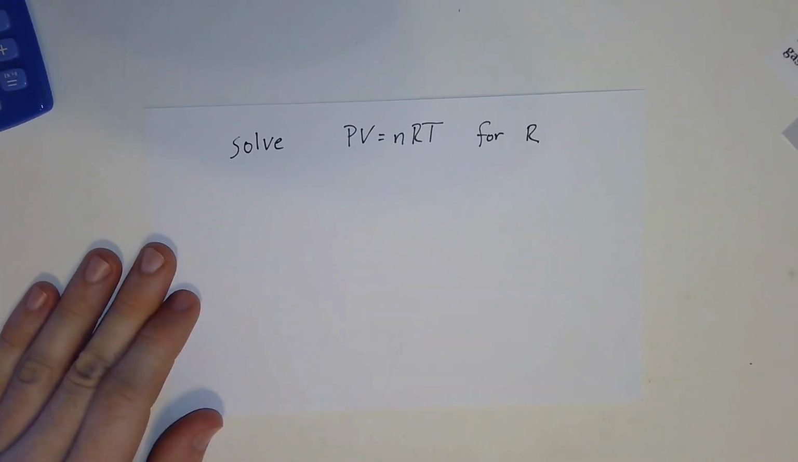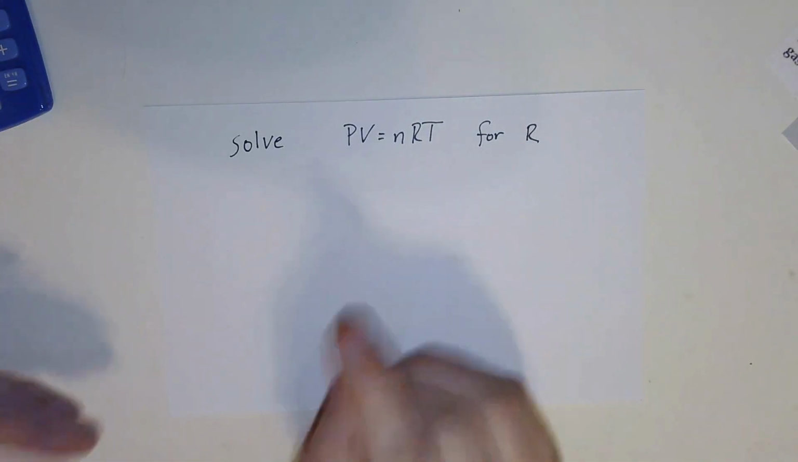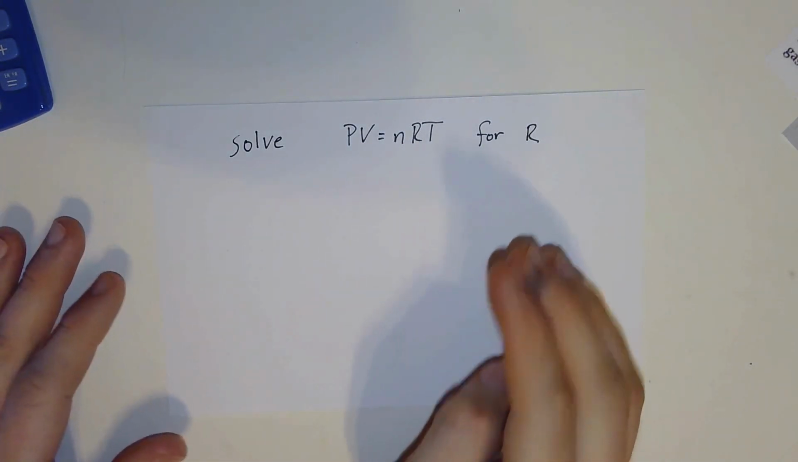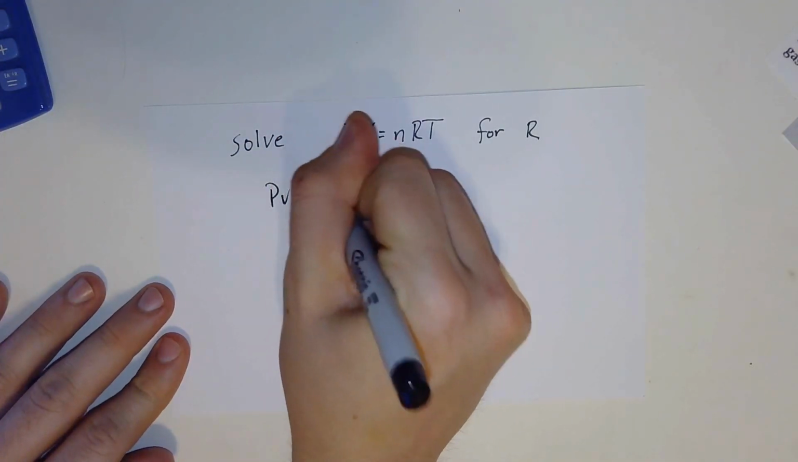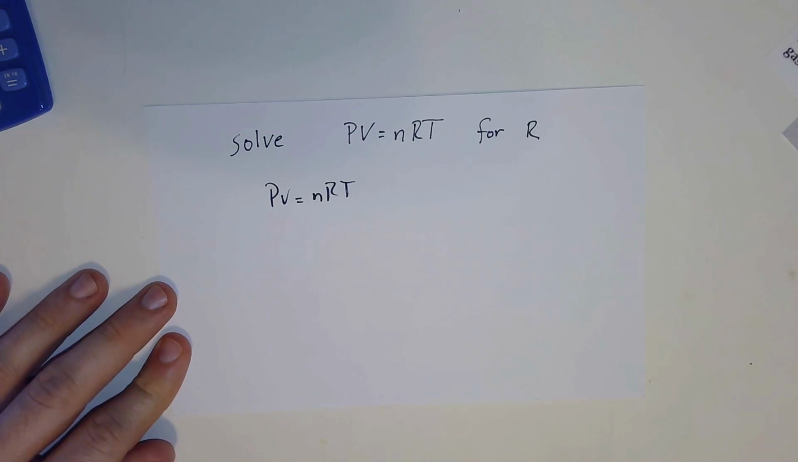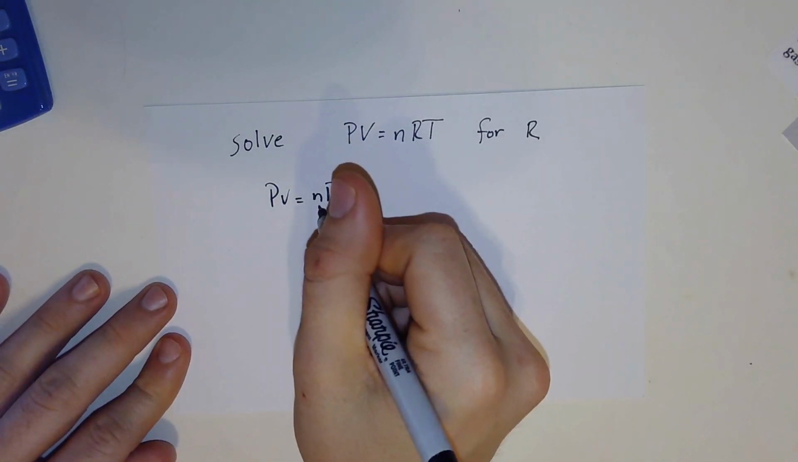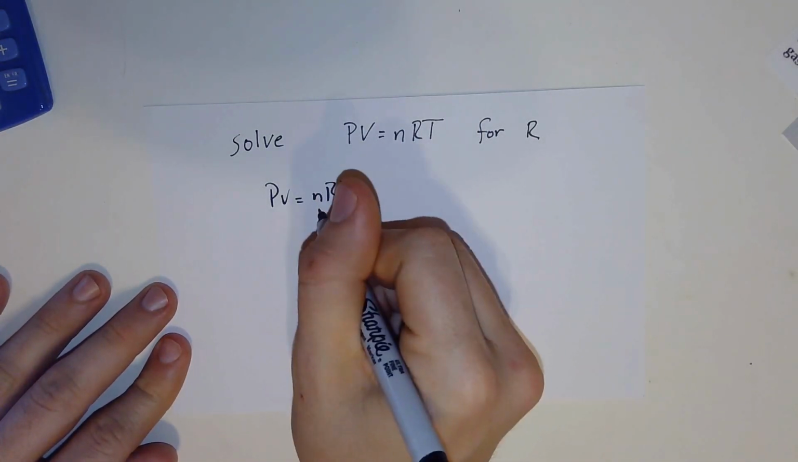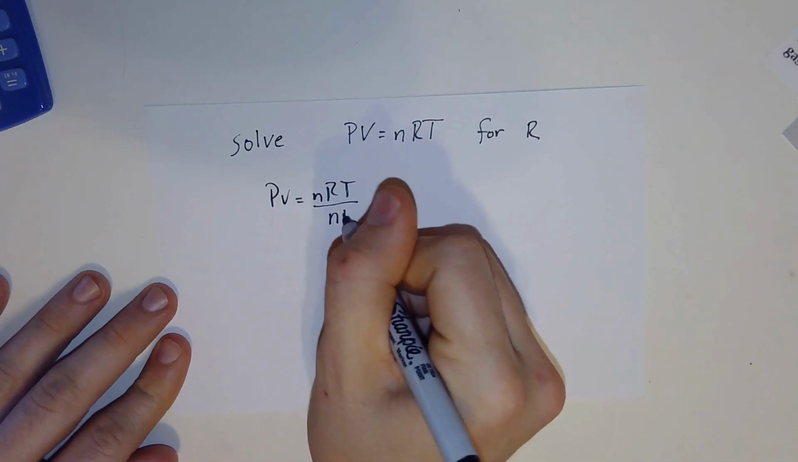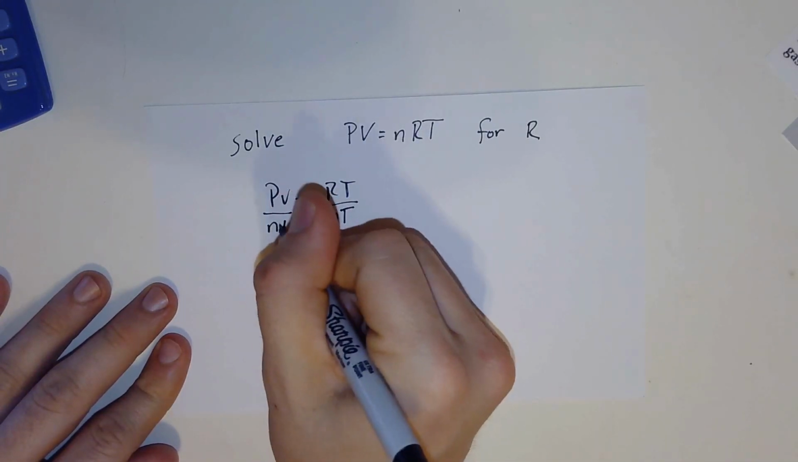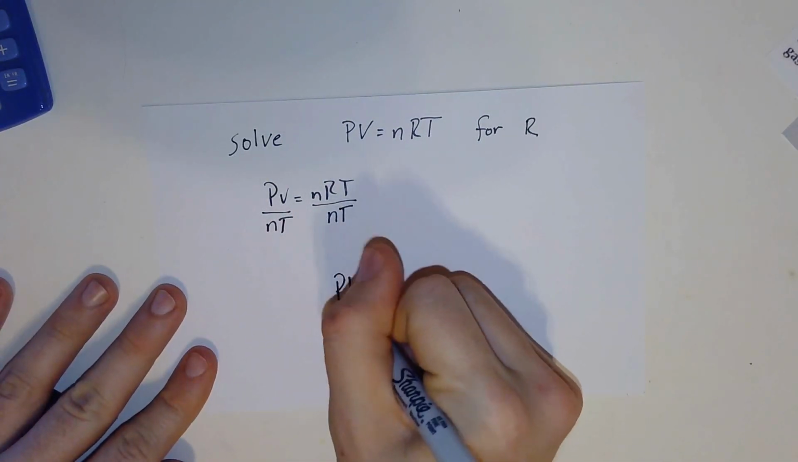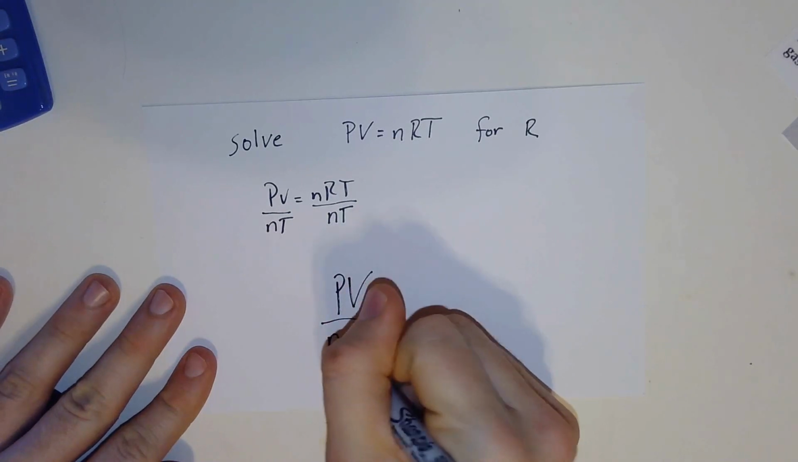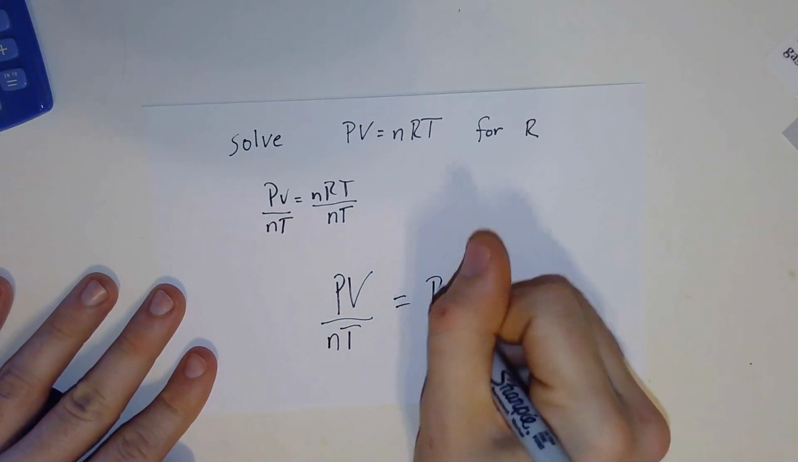Let me clear my desk for a second. I'm not going to make you do this, but let me show you what R actually is. So I've got PV = nRT, and I need to get R by itself. So I need to divide this side by nT. And that gives me a new equation: PV divided by nT equals R.